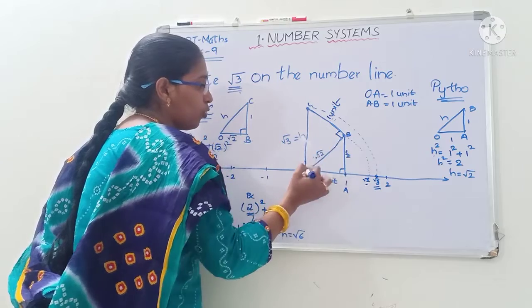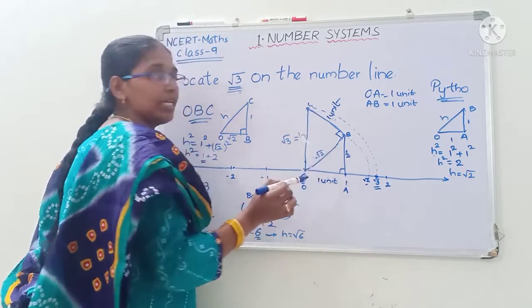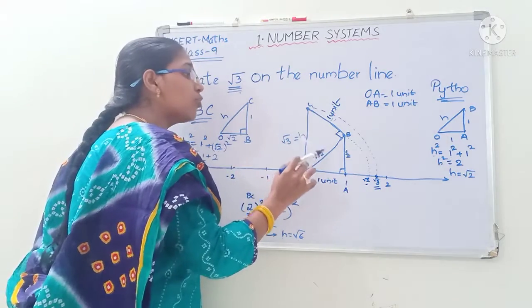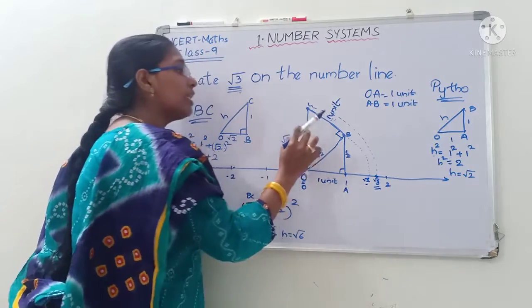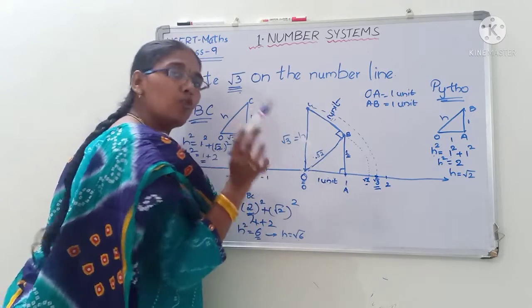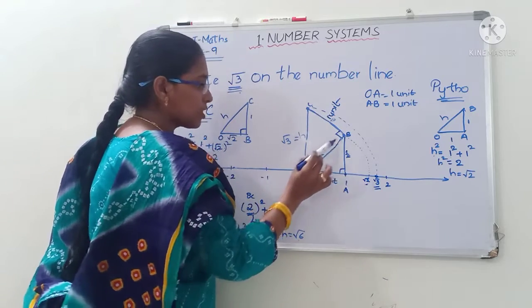You got root 2 here, OB. Then from point D, draw a perpendicular of length 1 unit. Why 1 unit? You should get root 2 square plus something square here as root 3. When you take 1 only, then only you get root 3. Because 2 plus 1 is 3. That's why you take 1 here. OB length as root 2.